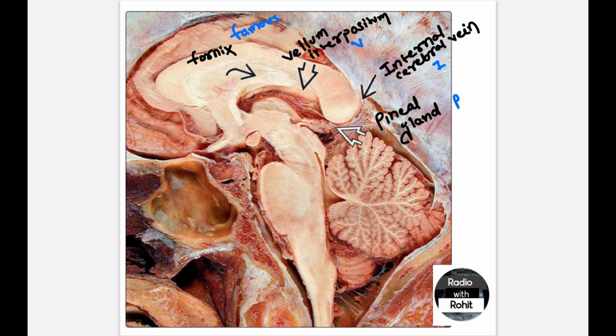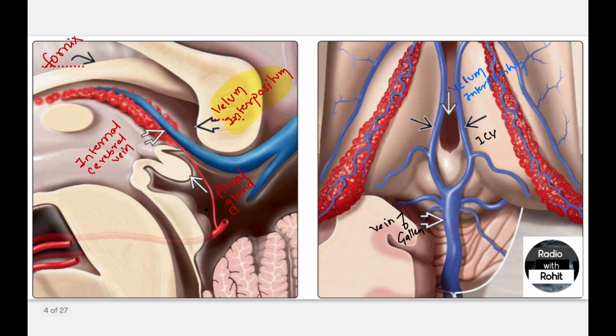So this is the normal anatomy of a brain. Here we can see this is a fornix with velum interpositum. This structure is the internal cerebral vein and our tiny structure, the pineal gland, is hiding over here. There is a famous mnemonic, VIP, in the cranial to caudal direction: fornix, velum interpositum, internal cerebral vein and pineal gland. Another internal cerebral vein is merging in it and forming the vein of Galen.